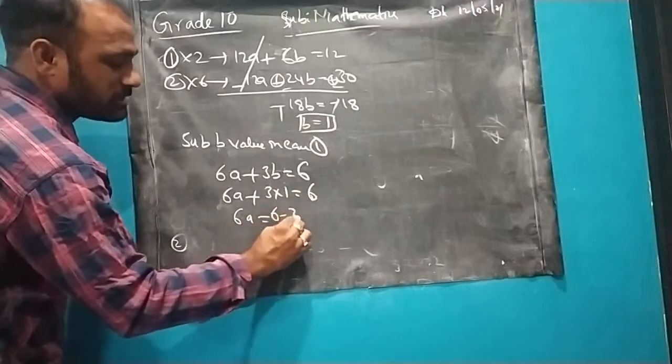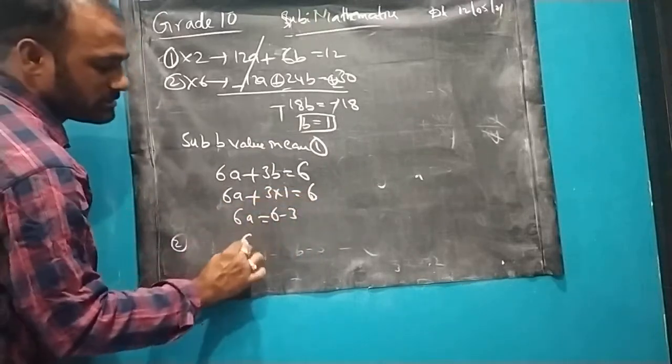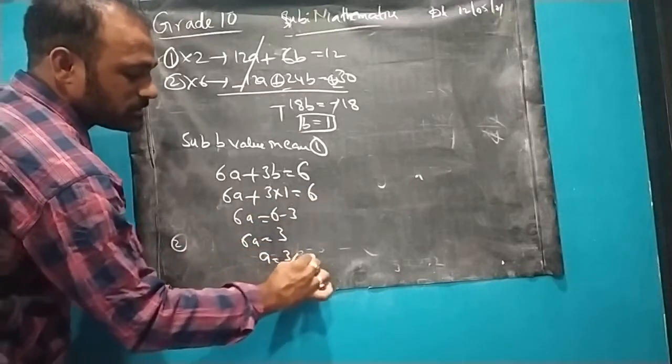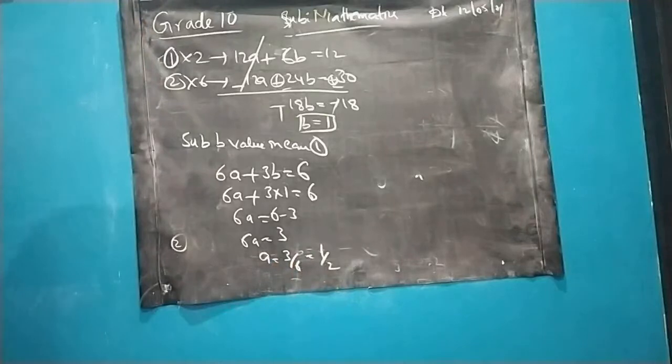6a is equal to 6 minus 3, plus 3 going that means minus 3. 6a is equal to 3. A is equal to 3 by 6, which is 1 by 2. That is a value.